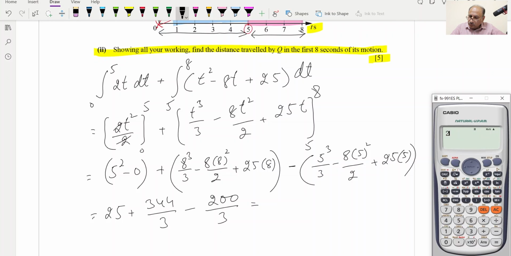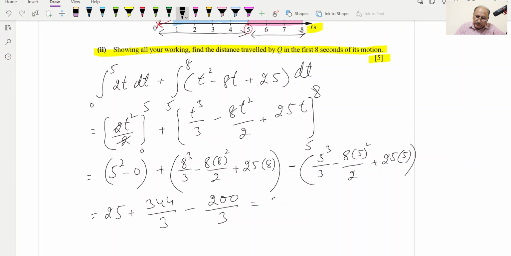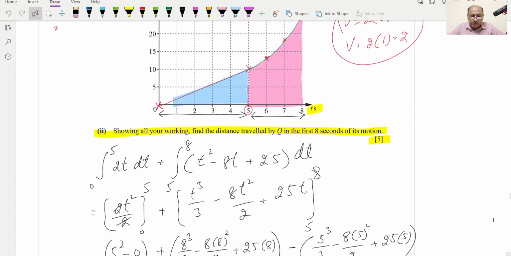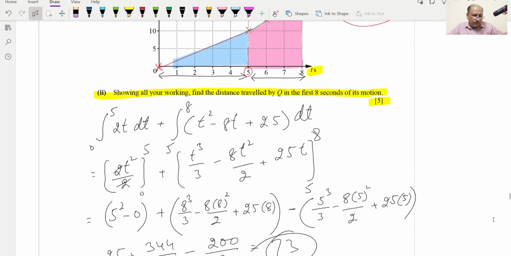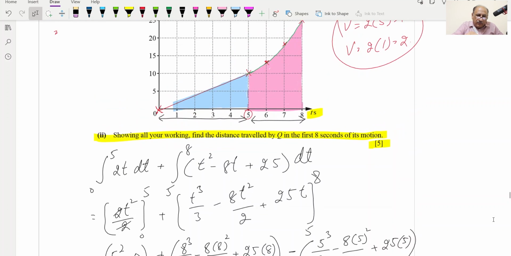And this will be equal to what? This will be 25 plus 345 over 3 minus 200 over 3, and this is equal to 73, and this will be the answer which we found, the area of this one. So 25, even if we try the triangle method for this one, it will be half into base into height, and that will be the area of the triangle, and this will be equal to 0.5.